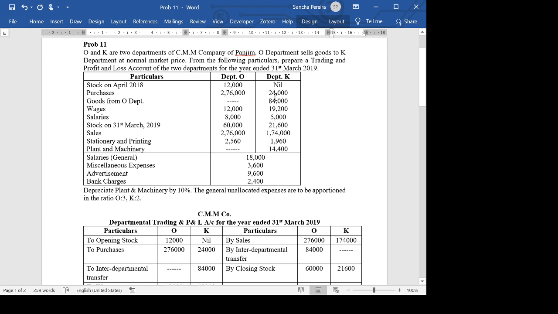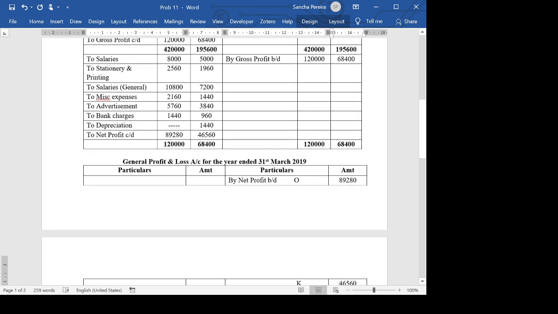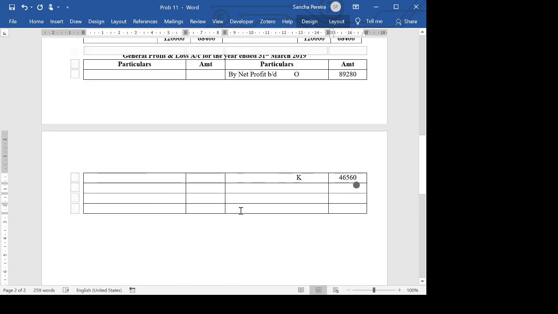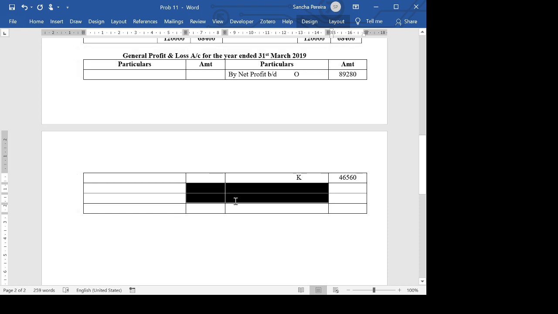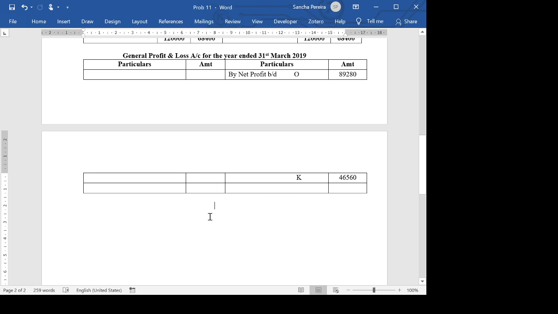Now this closing stock could have been from the purchases, could have been from goods from O, or could be a mix of these. So we don't know how much of this closing stock has actually come from O, because that amount will be at market price. So we need to do a proportional calculation. So first we'll do our usual calculation where we find out the rate of gross profit.